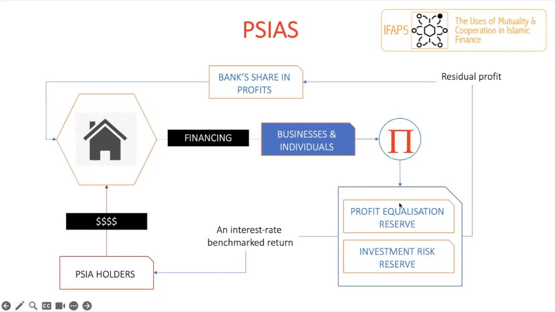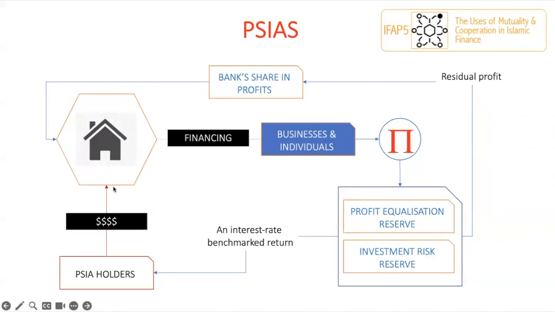So they come up with a phenomenon which is based on putting some money in the profit equalization reserve, putting some money in the investment risk reserve, and announcing the profit shares for the profit sharing investment account holders such that the share of the profit going to PSIA holders is not significantly different from what conventional banks are offering in the market. After paying this interest rate benchmarked return to the profit sharing investment account holders, the shareholders of the Islamic banks receive the residual profit.